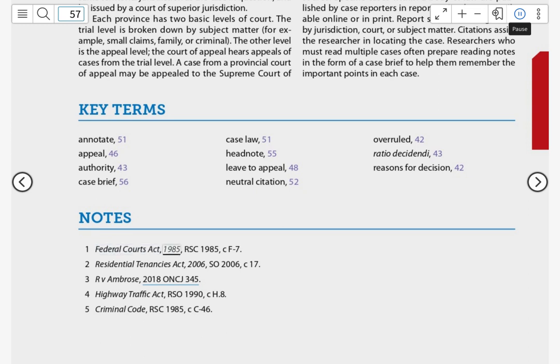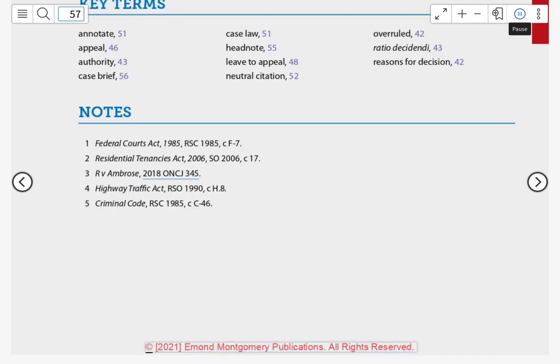Notes: 1. Federal Courts Act, 1985, RSC 1985, c F-7. 2. Residential Tenancies Act, 2006, SO 2006, c 17. 3. R v Ambrose, 2018 ONCJ 345. 4. Highway Traffic Act, RSO 1990, c H8. 5. Criminal Code, RSC 1985, c C-46.